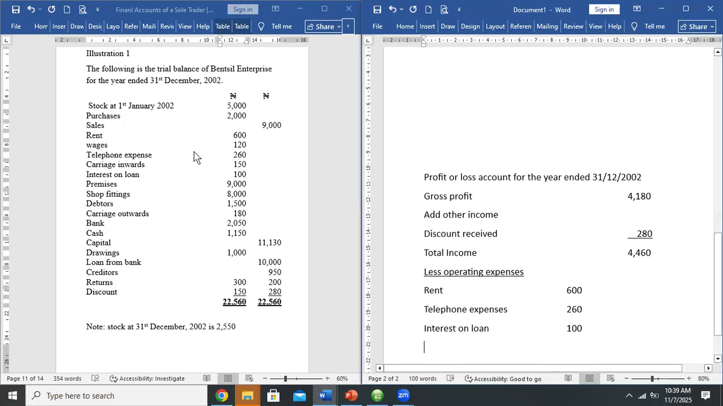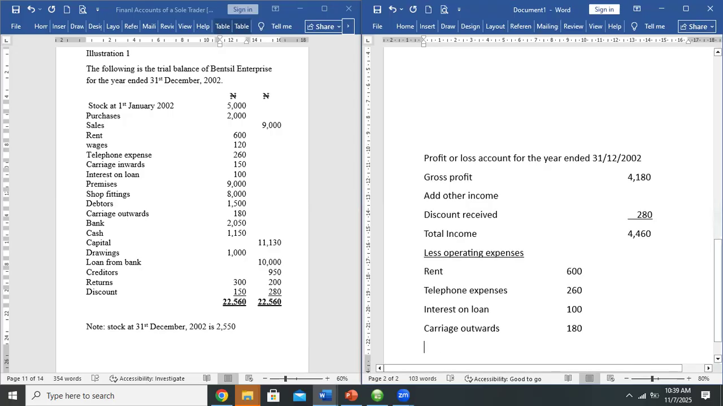The next item you see there is premises. Premises is a fixed asset, so it will not come here. Shop fittings is a fixed asset. Debtors, a current asset. Carriage outwards is an expense. Now, what is carriage outwards? It is the transportation of goods outside to the customer or to the market to go and sell. After that one, we have bank, which is a current asset, cash current asset. Drawings, it will affect capital.